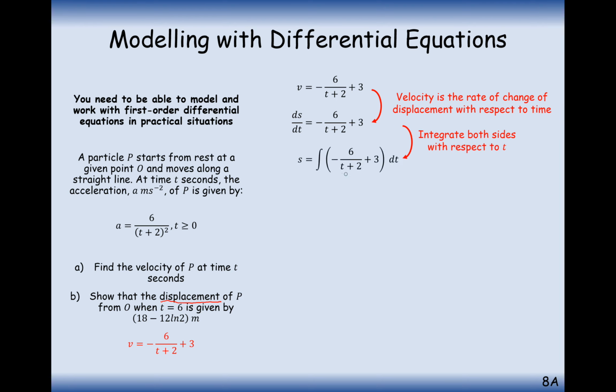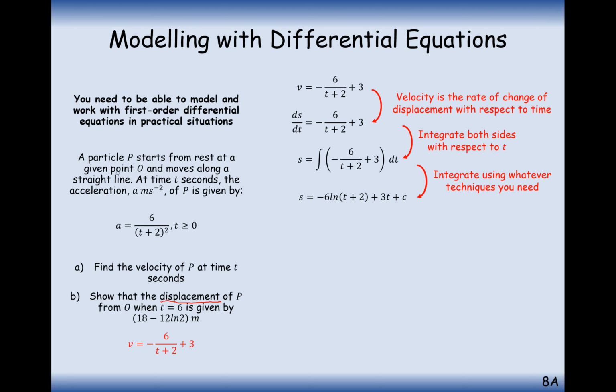The first part of the integral is going to be integrated using the ln rule, and then the 3 will just integrate to 3t. So let's do that integration. It's going to be the ln rule for this, minus 6 over t plus 2. The 3 will integrate to 3t, and then we'll have plus c. We need to show that when t equals 6 we get this expression here, but we need to work out what c is first.